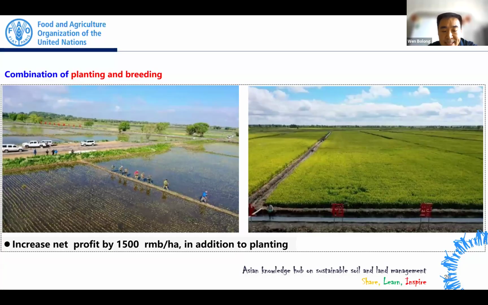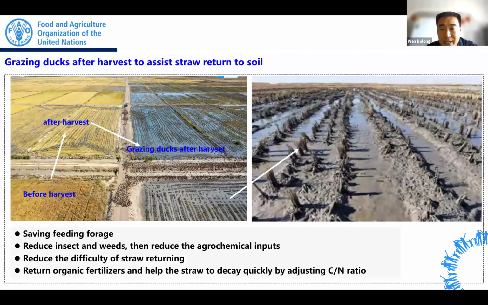After that, when salinity is controlled and production has increased several years later, further breeding can improve water efficiency and reduce agricultural inputs. Then ducks are grazed after harvest to control insects and grass seeds, to reduce chemical inputs and help retain the soil.